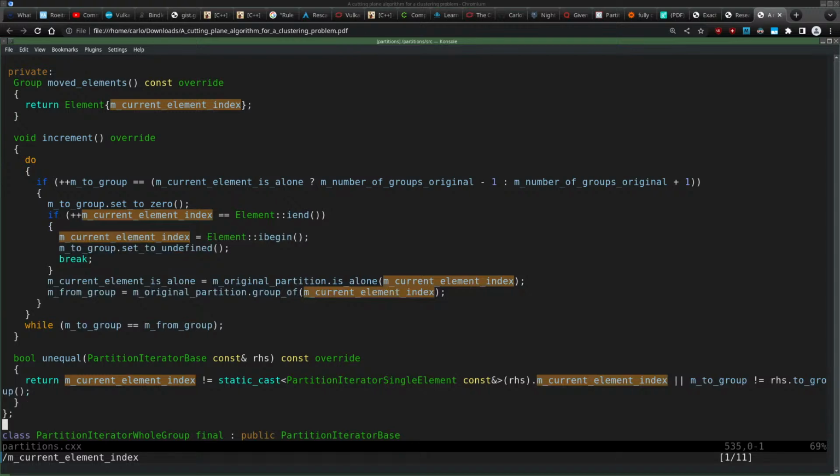Increment. We're calling plus plus current element. I don't think I changed this function. Let's try to make sure that I did not change this.